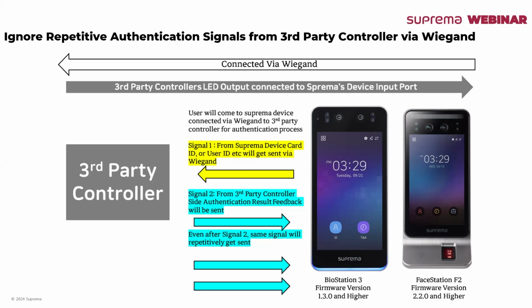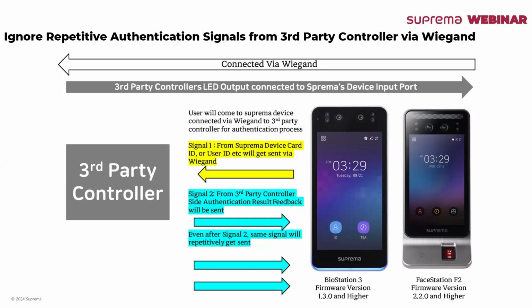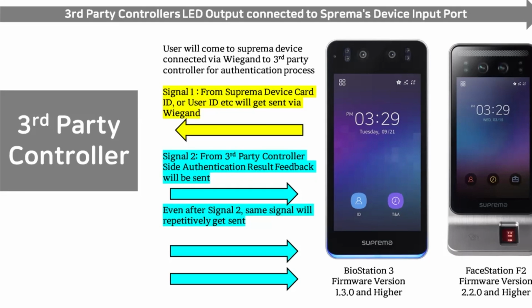Now, the user will come to the Suprema device, which is connected to the third-party controller via Wiegand, for the authentication process. The signal from the Suprema device, either card ID or user ID or other information, will get sent via Wiegand. Now, from the third-party controller, how is it sending? It's going to send the result by LED output, which is connected to the Suprema device's input port.